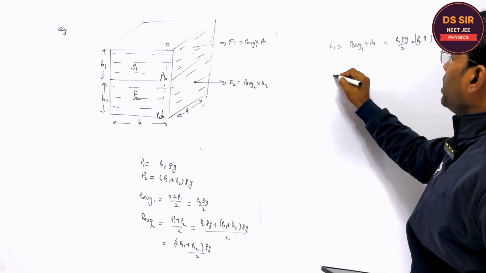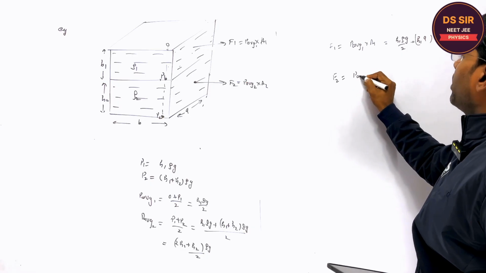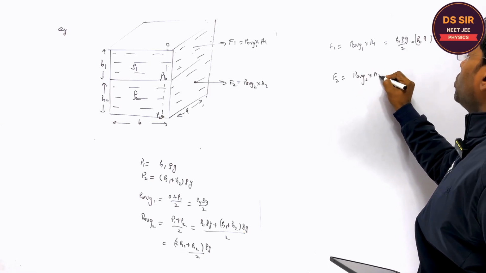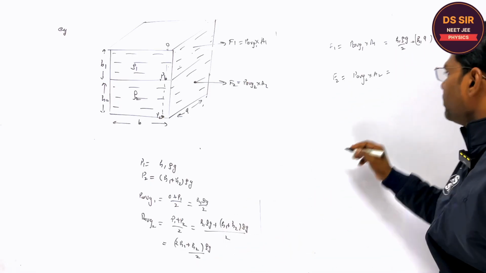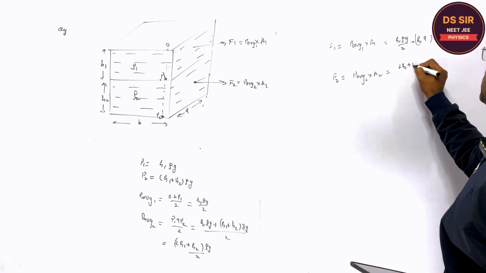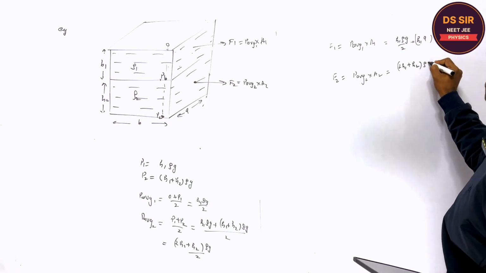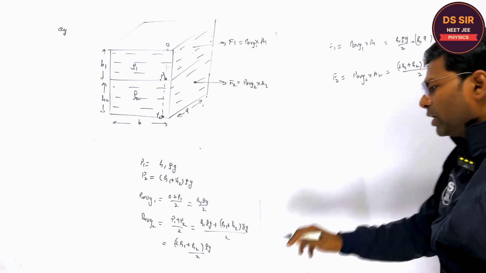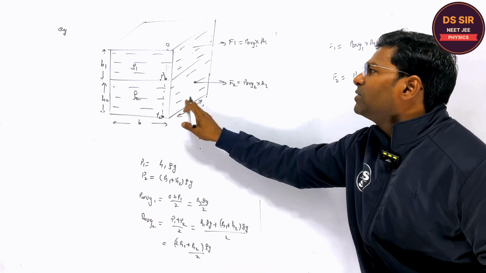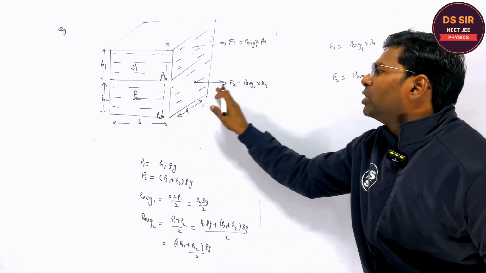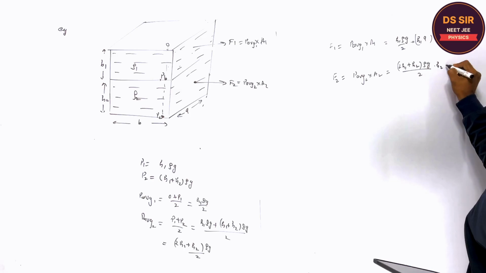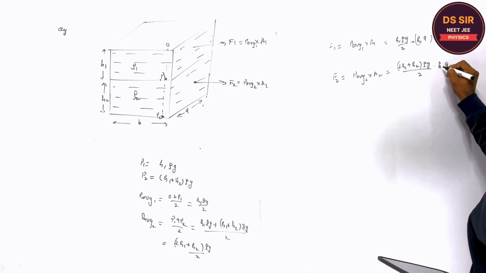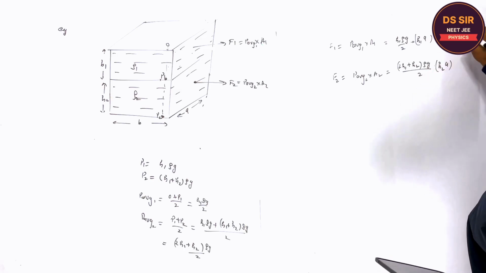And what is the force F2? Average pressure 2 into area 2. The average pressure we have found is (2H1 plus H2) rho g by 2, into area. What is the area of this side? This is H2 into A. I think you are getting the concept, right?